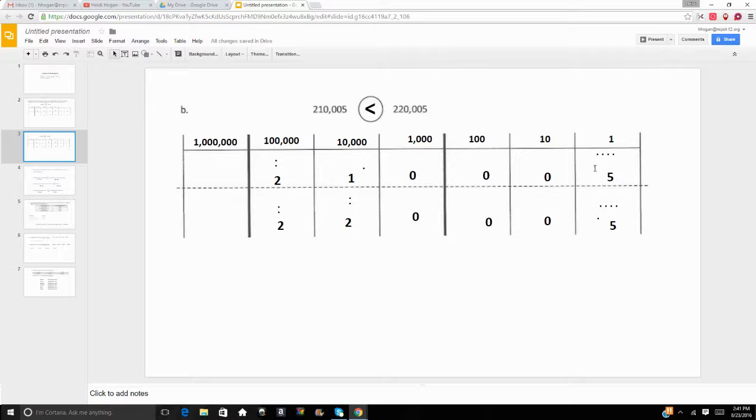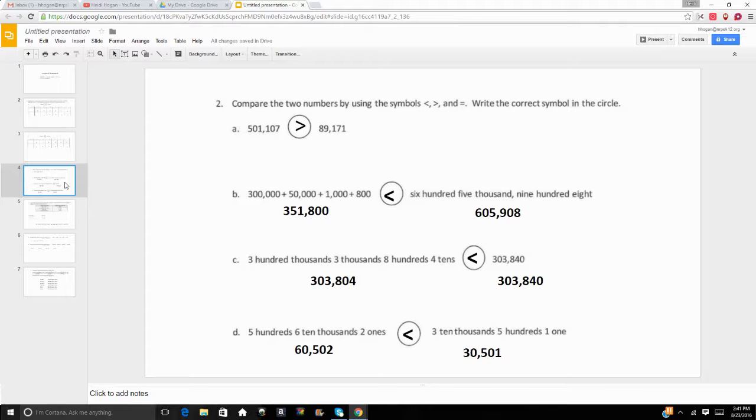So 210,005 and 22,005. Seeing the 2's are the same in the 100,000s place, but the 10,000s place is different. So the bottom number, the second number, is larger because in the 10,000s place it is larger. And so this you may use your place value chart for, but you're also supposed to be using your knowledge of place value now. So if you read the numbers, we know that this has more digits, so it's therefore larger.